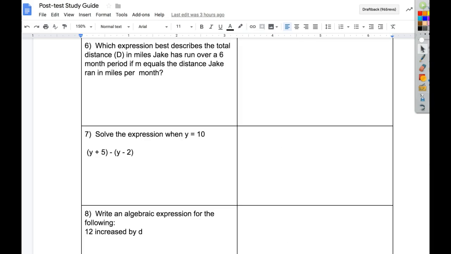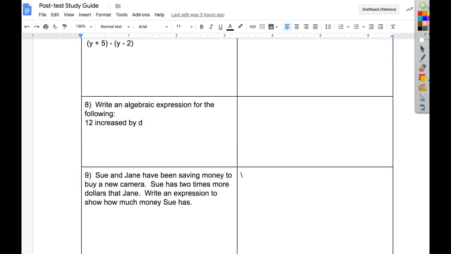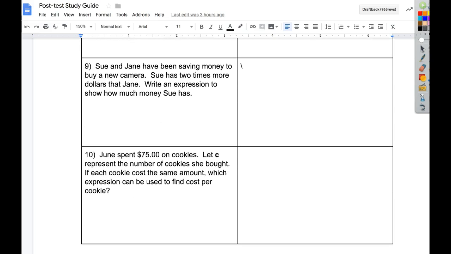And we have 2 more left. We have 9 and 10. And this is a minimum day. So if we finish a little early, read silently. If we don't quite get to the end, then for homework, try figuring out the rest of them. Okay, so let's see what we have here.